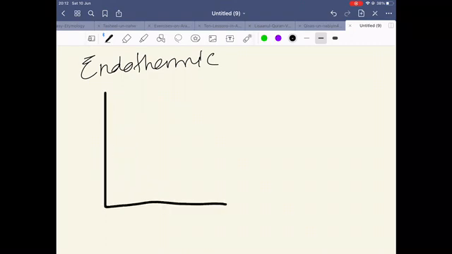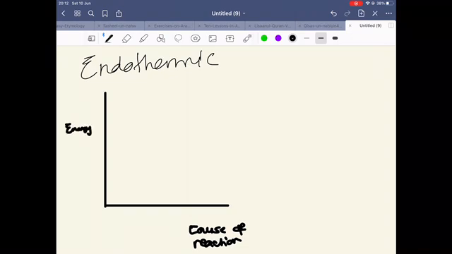But we can draw a reaction profile diagram to represent this. So, on your reaction profile diagram, you have two axes. You can say course of reaction, and then on the Y is the energy, as we're showing the energy change. So we have a reactant and we have a product. The reactant is at the bottom for endothermic because it will have less energy, and the product has more energy than the reactants, so it'll be at the top.